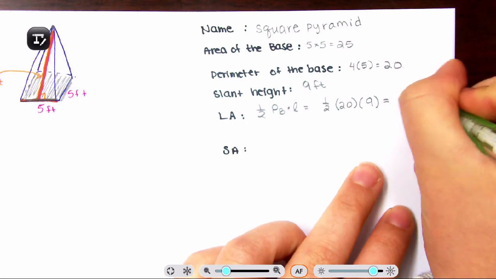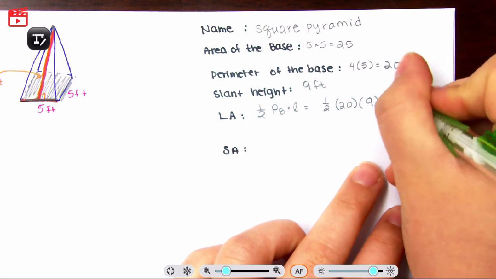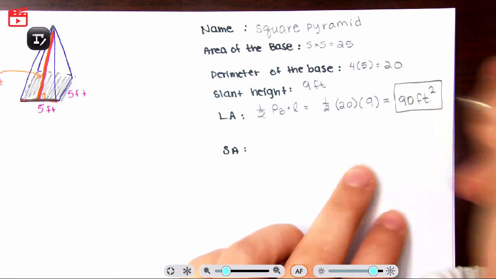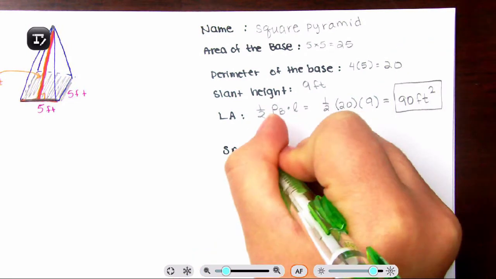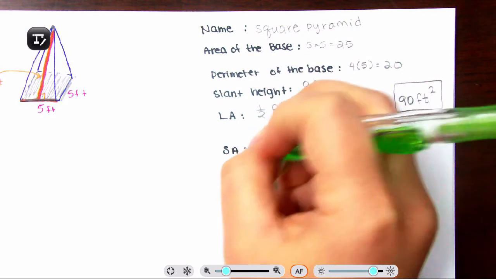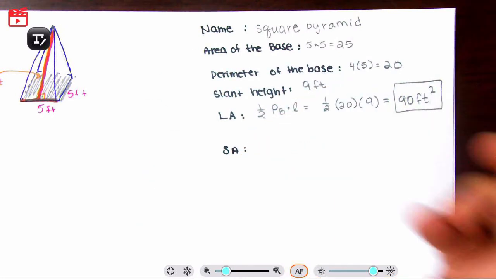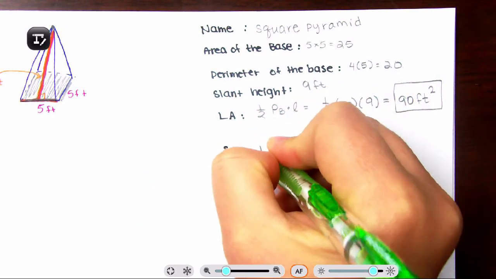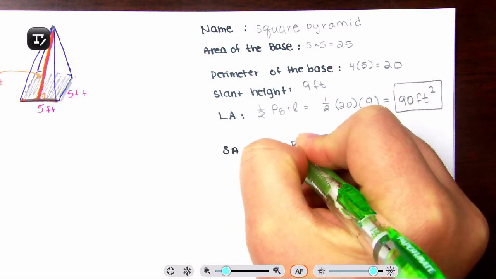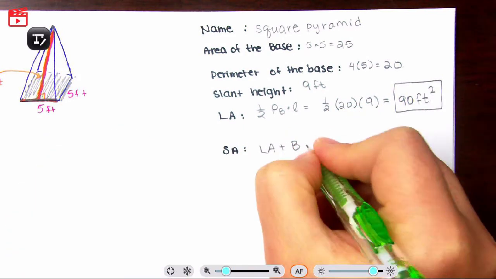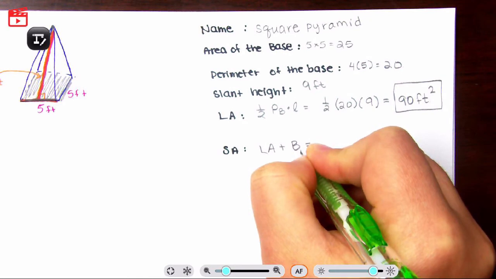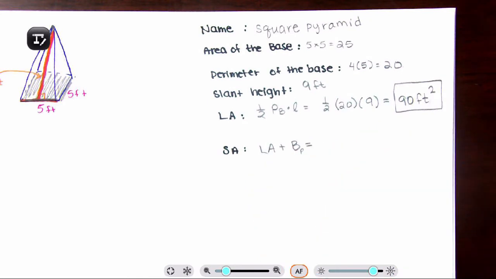What are we trying to find? Area. Area is always squared. That's our lateral area. Now, surface area is lateral area plus 1 base, because a pyramid only has 1 base. And again, this is the area of the base of the pyramid. Capital B means area of the base.